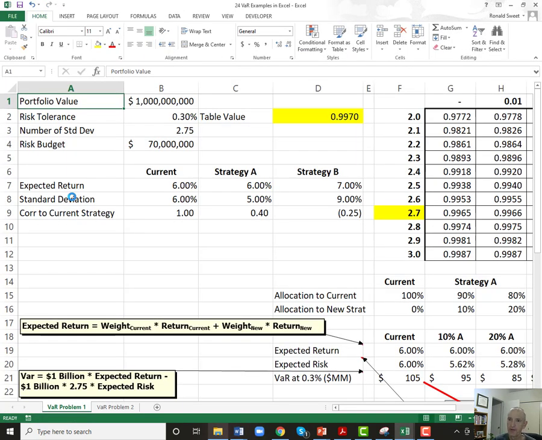All right, so I've put this into Excel. The portfolio is $1 billion.